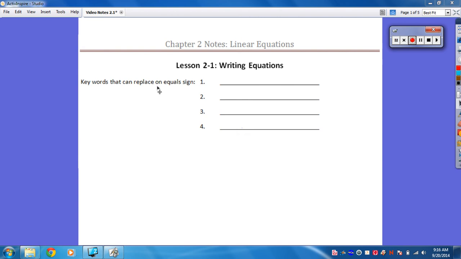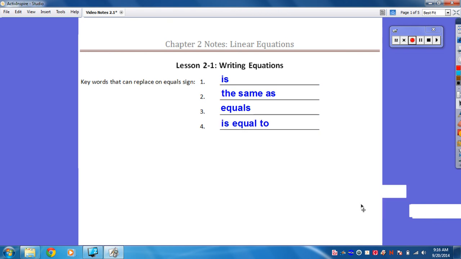Alright, so this should say an equal sign. There's a little bit of a typo here in your notes. Alright, but words that you will see in a verbal sentence that would indicate an equal sign could be is. Alright, you might also see the same as. Okay, those are words that mean the same as equals. You could just see the word equals, alright, and that would indicate to you an equal sign, and you also see the phrase is equal to. So we're not limited to those 4 phrases, but those are 4 of the most common that you will see that will indicate an equal sign.